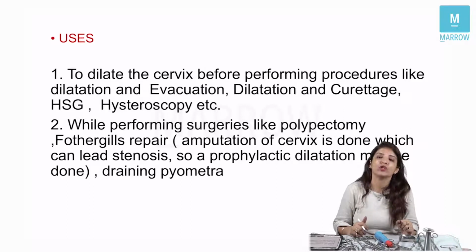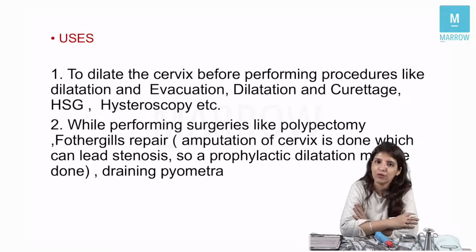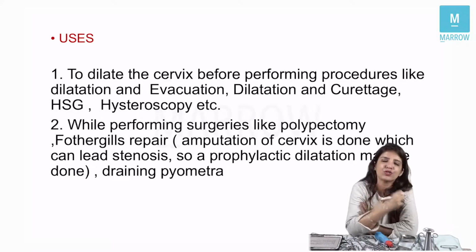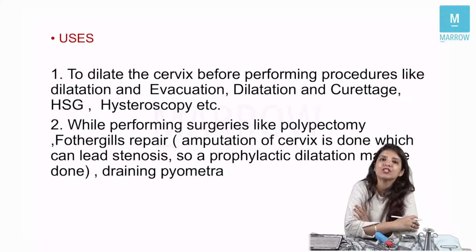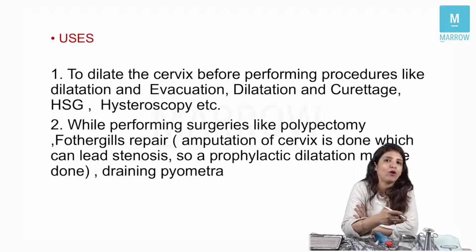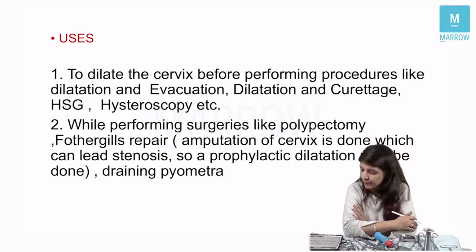Or suppose when you are doing Fothergill's repair. Now, one of the parts of Fothergill's repair is amputation of the cervix. When you amputate the cervix, after amputation there are a lot of adhesions there, a lot of fibrosis there, and that leads to stenosis of the cervix. So in order to prevent stenosis of the cervix after surgery, before performing amputation of the cervix, we dilate the cervix, right? So that is prophylactic dilatation which we do before performing amputation of the cervix in Fothergill's repair.